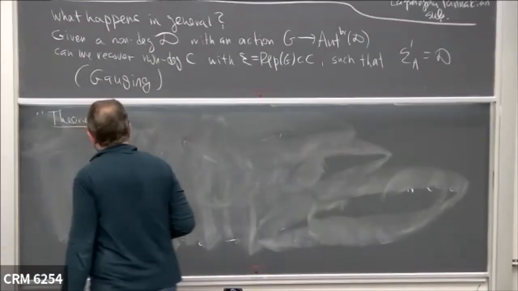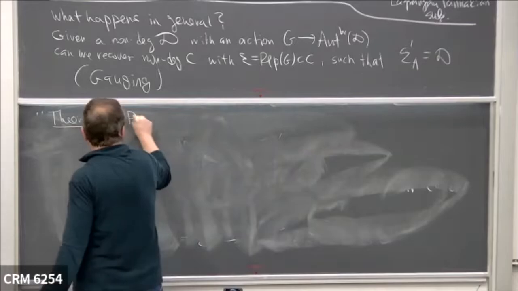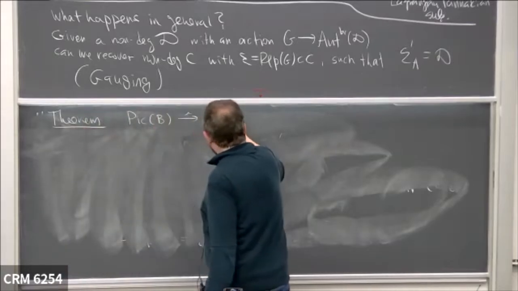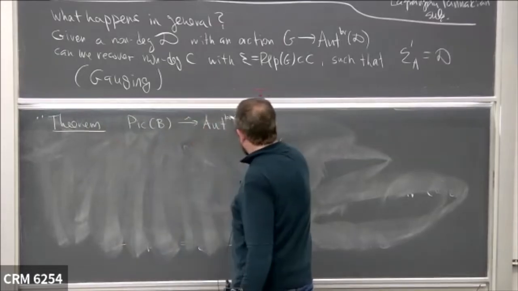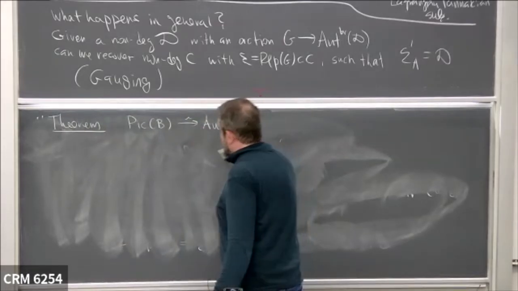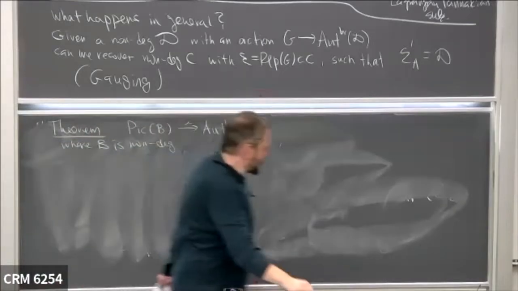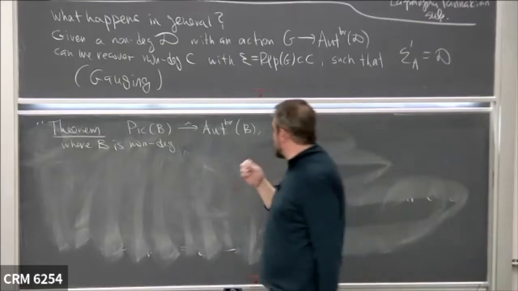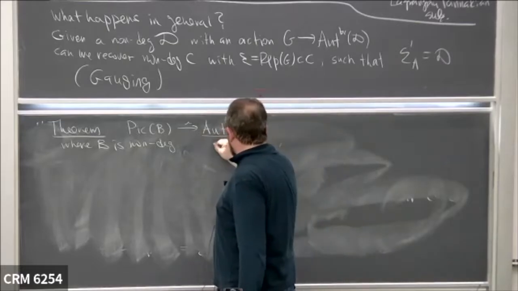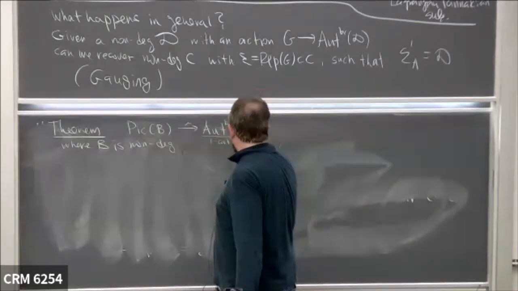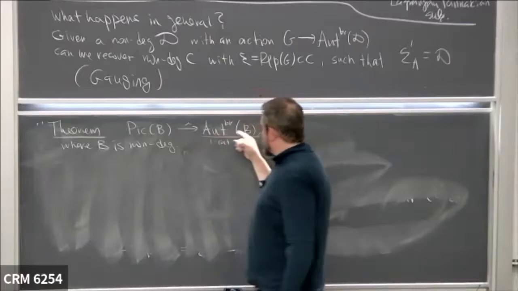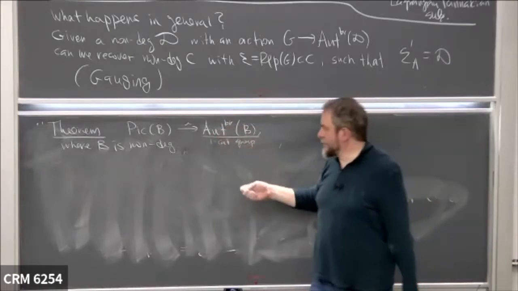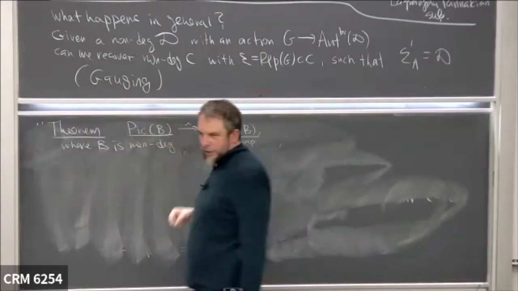There is a theorem that tells you that there is an equivalence between the Picard group of B and the group of braided autoequivalences of B, where B is non-degenerate. Let me specify what kind of equivalence this is. This is a one categorical group, right? There are the equivalences, there are morphisms between them. There is nothing else, right? Well, I just said it's a two categorical group, right?